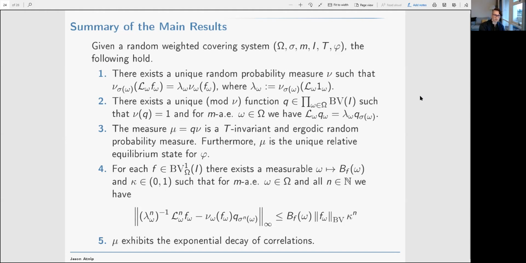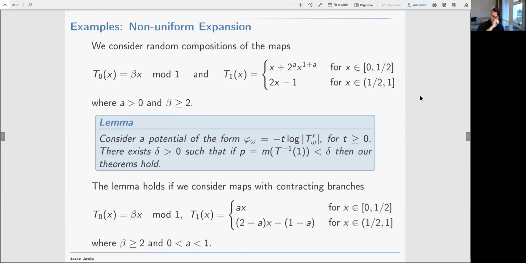So let's look at some examples. The prototypical example of these sorts of systems is beta transformations. But let's look at maybe something a little bit more complicated. We can deal with maps with non-uniform expansion. So for our first example, let's say we have two maps, T0 and T1. For our first map, let's just make it simple. We'll have a beta transformation where beta is greater than or equal to 2. So we have uniform expansion there.